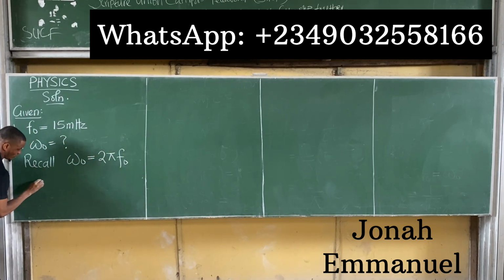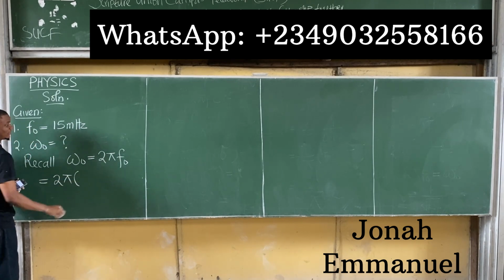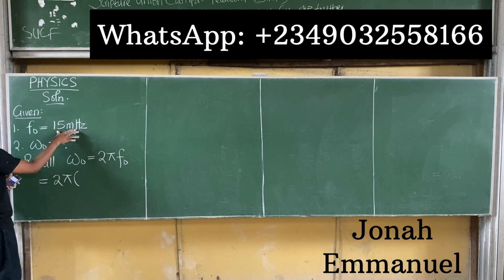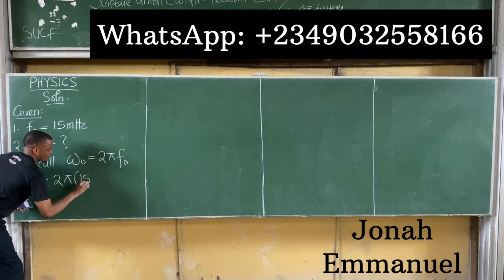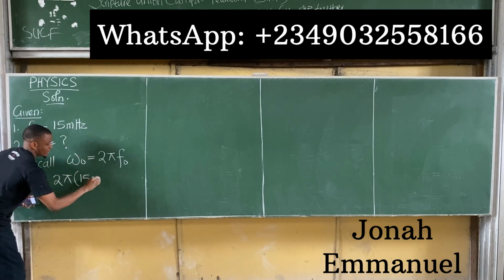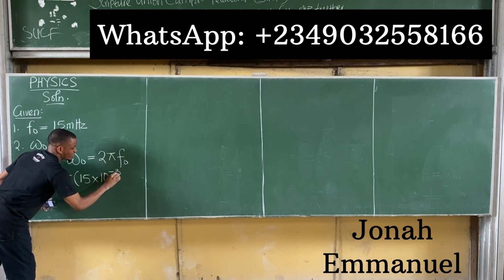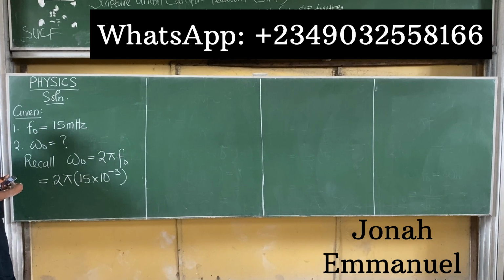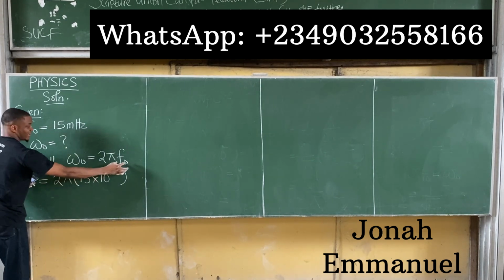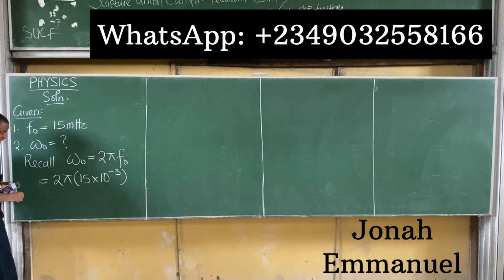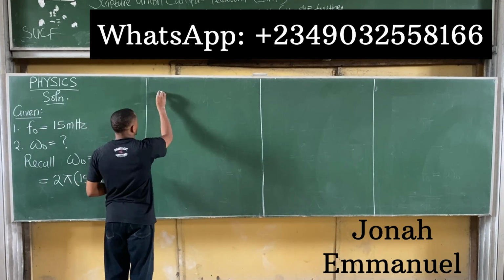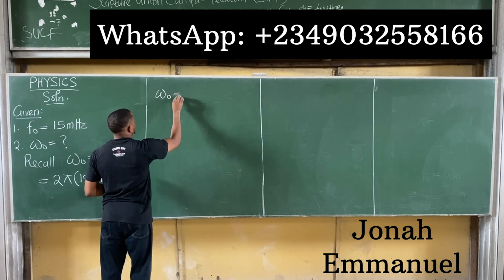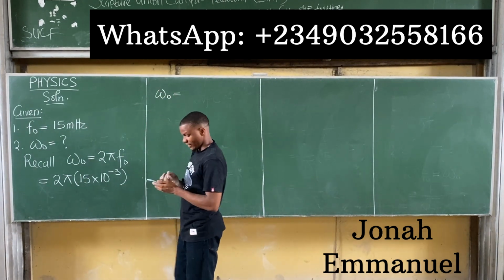Now recall that we said omega naught, angular resonance frequency, is equal to 2 pi times resonance frequency. So from here, we'll have that value is equal to 2 pi, the value of F naught. This case here is given in milli, so I'd have to convert it to hertz. Of course, it becomes 15 times milli, which is 10 to the power minus 3 hertz. So I have this, all right? So I have 2 pi, then resonance frequency as this.